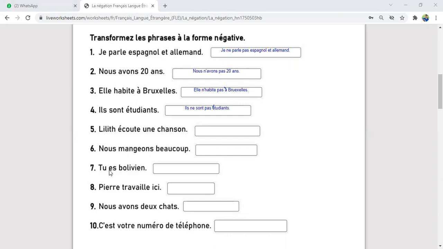Ils sont étudiants. They are students. Ils ne sont pas. Yes. Okay. Everybody, although you sent it or not, now correct your answers. There are mistakes. Ils ne sont pas étudiants. They are not students. Ils sont étudiants. They are students. Ils ne sont pas étudiants. They are not students.